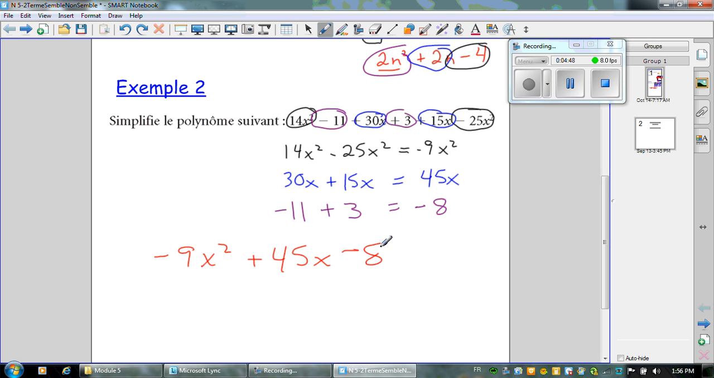45x minus 8. Now, you can still use the pictures if you want, but by the end of this chapter, you should be able to do this without using the pictures.